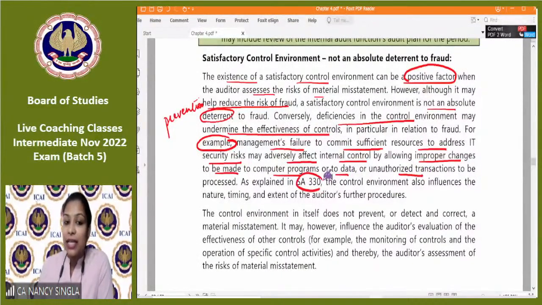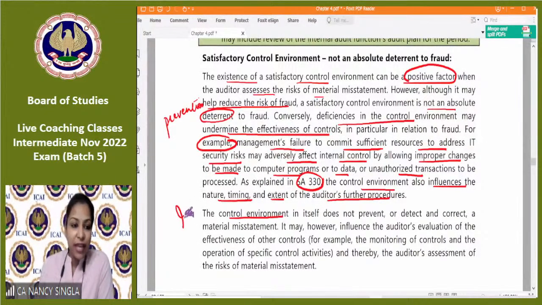As explained in SA 330, what is SA 330? The auditor's responses to assessed risk. Chapter number 2. You have all already done this concept. The control environment also influences the nature, timing, and extent of the auditor's further procedures. So about the control environment, this is a very important line, you may get it as a true or false, MCQ, or a descriptive type of question.